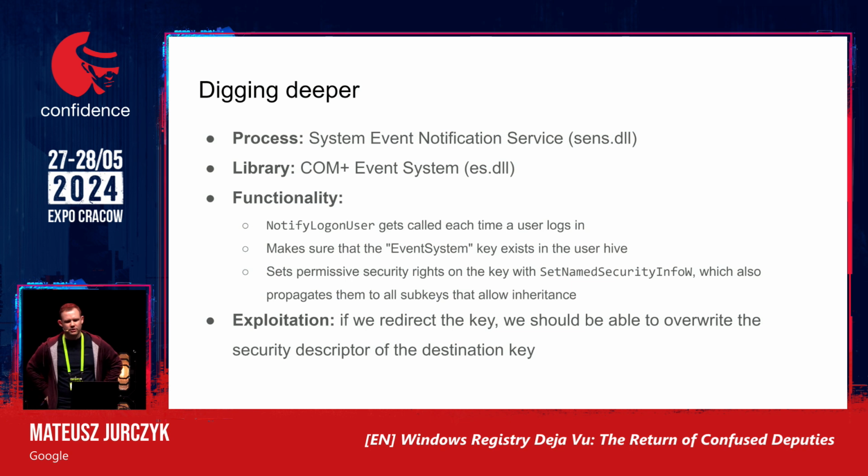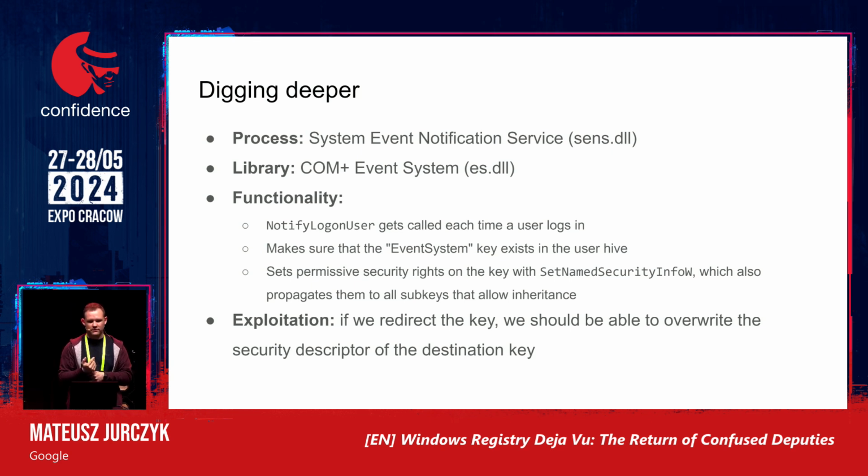So I did a little bit of analysis to figure out exactly what was happening. And my conclusion was that the process was corresponding to the system event notification service. The library that was doing the specific operation was the COM+ event system, es.dll, and the functionality of that is basically this library would be called back every time a user logs in to the system, and as I told you just before, it makes sure that the event system key exists in the user hive, and it also sets some permissive security on that key.